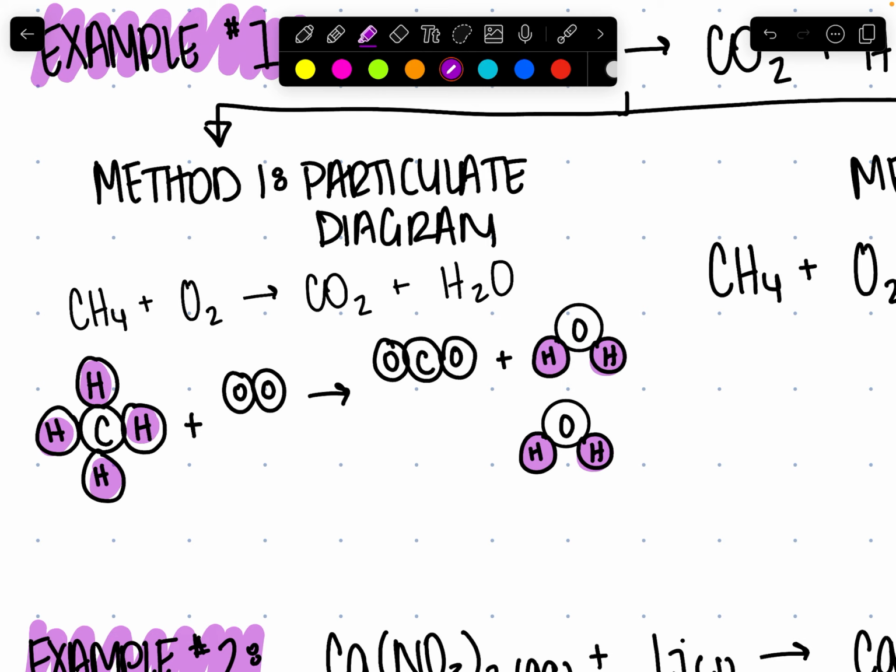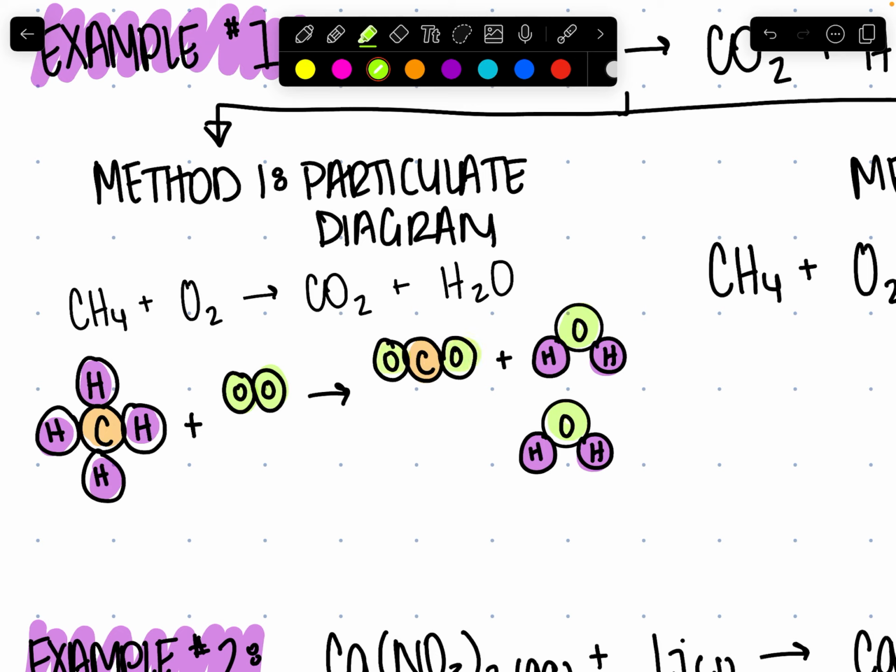Let's take a look at the next element. So I've got carbon in here. I've got 1 carbon on the reactant side and 1 carbon on the product side. Nice, those are balanced, cool, I don't have to do anything for those. Now let's take a look at oxygen. For oxygen, I have 2 oxygens on the left in the form of the diatomic.